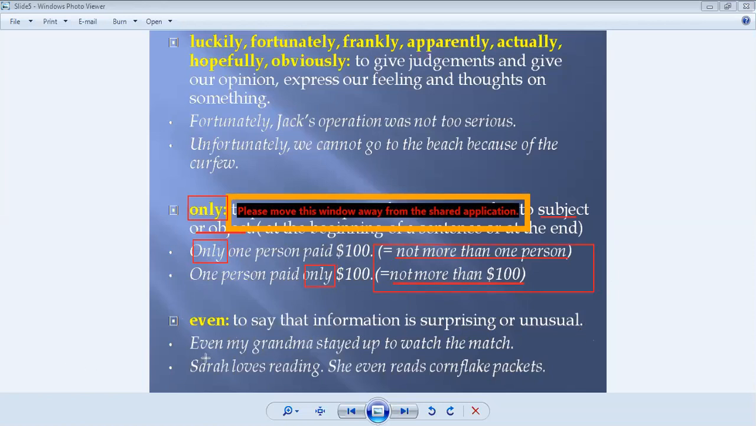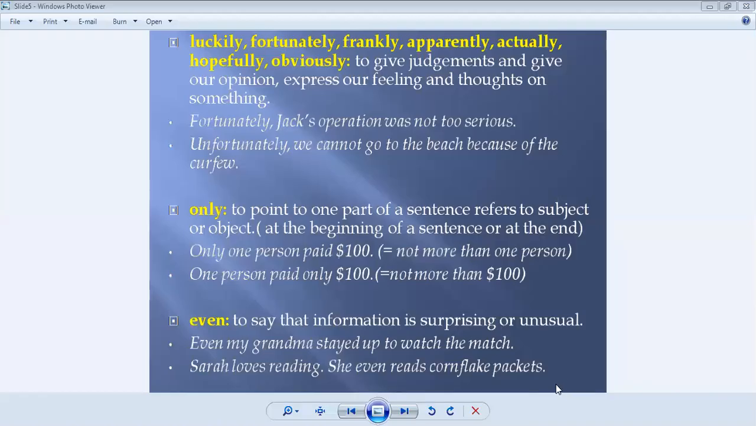How? Even my grandma stayed up to watch the match. Really? Is it surprising, isn't it? Usually grandmothers, they will sleep, they were not interested in the match. It was surprising. Here the grandma watching football is unusual. Watching a match for grandma means something unusual here.